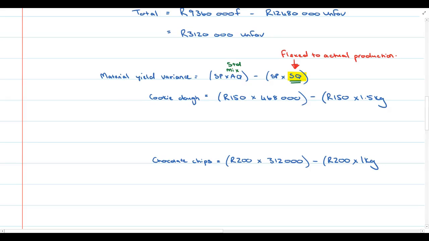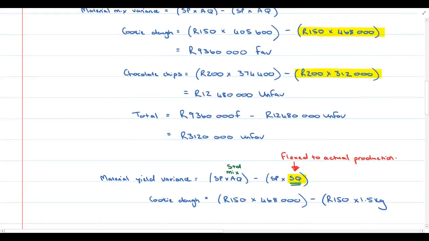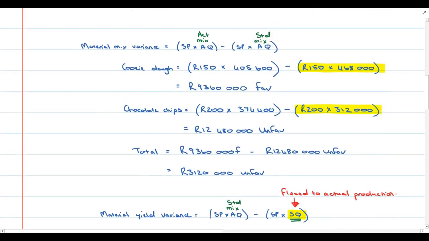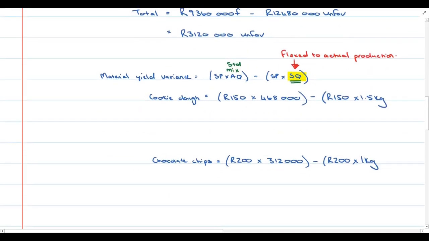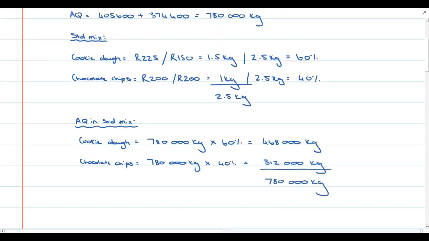Now, before we get to that, please just remember to always reference all of your calculations. I didn't do that above either, so let's just quickly do that over here. The actual quantity in the standard mix, that's calculation 1 and calculation 1. And the 1.5 kilograms over here was also in calculation 1, and the 1 kilogram is also in calculation 1. So just reference these calculations, please.